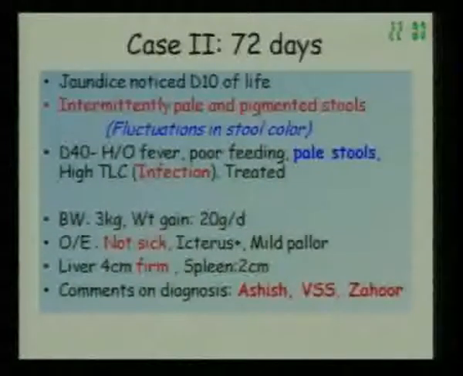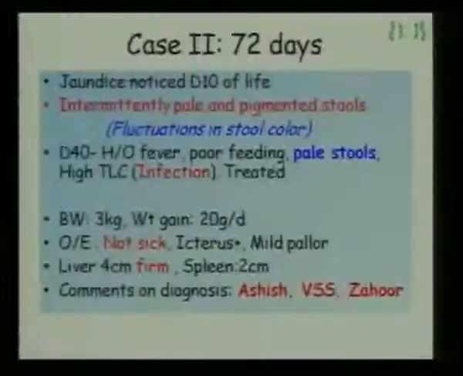Doctor, sir. Dr. Shankar Narayana. See, the crux of the problem here is the child at 72 days old having a firm liver, and of course intermittent pale stools too. It's not a complete cholestasis. So the possibilities could be intrahepatic, or it can still be extrahepatic with intermittent obstructions.